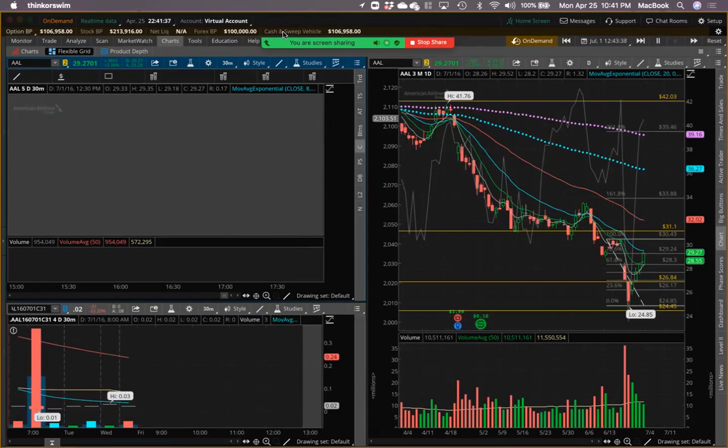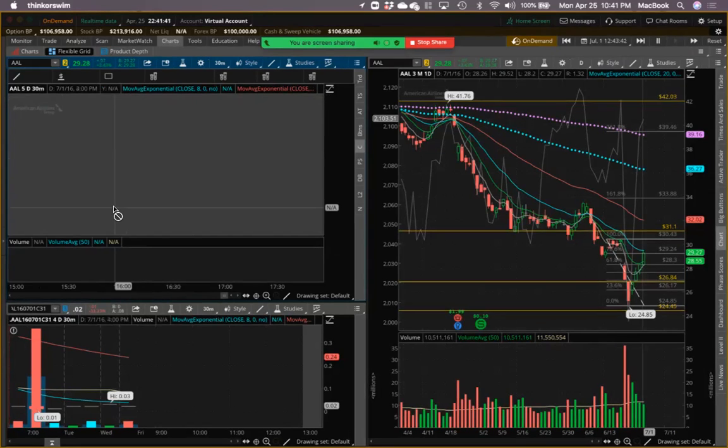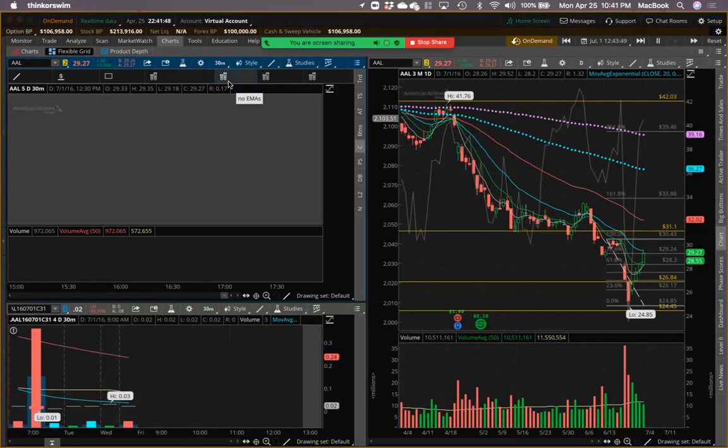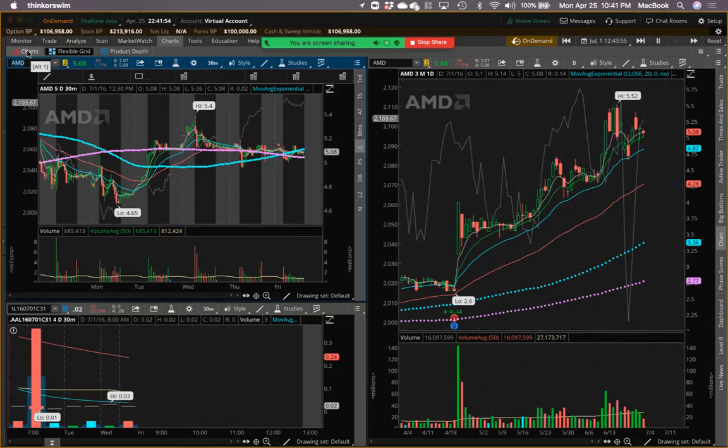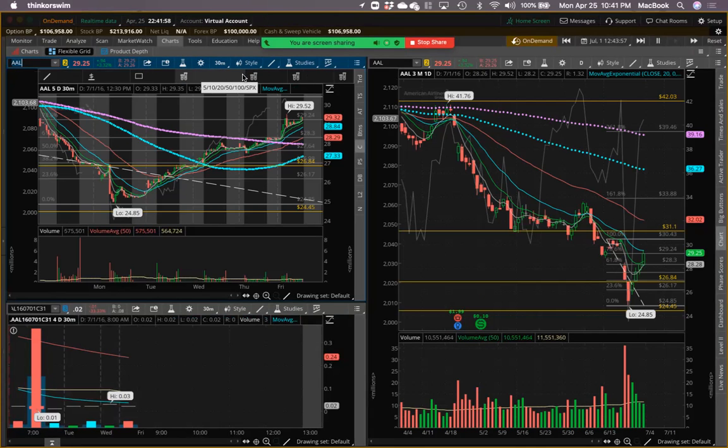So this chart that you see on the left-hand side here, this is going to be my 30-minute intraday chart. And the way that this one is set up, let me see, why is it not showing? Let's change it to a different stock and then take it back to American Airlines. There we go.